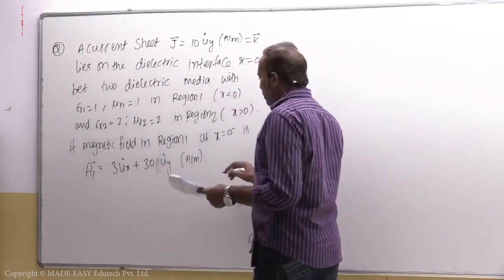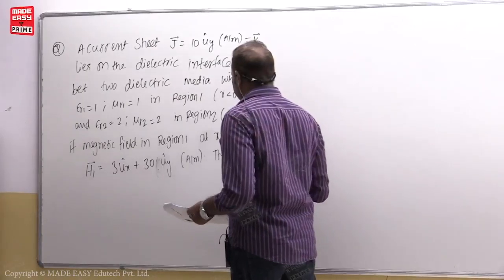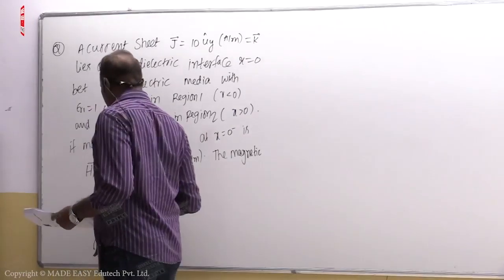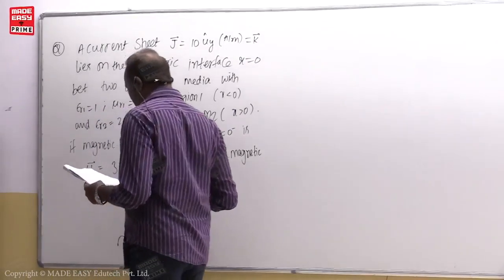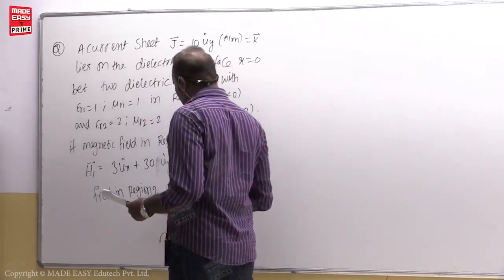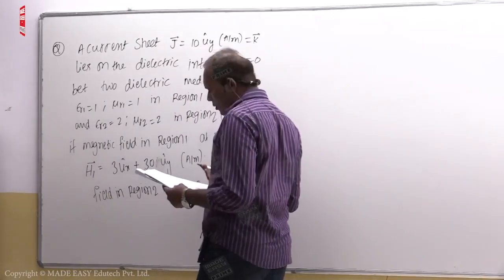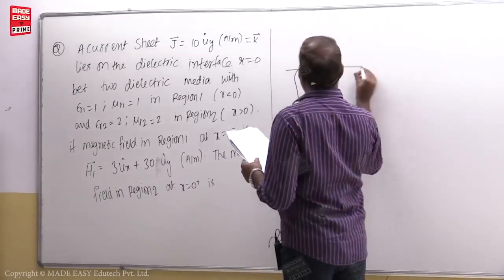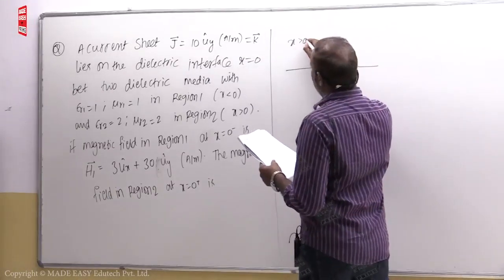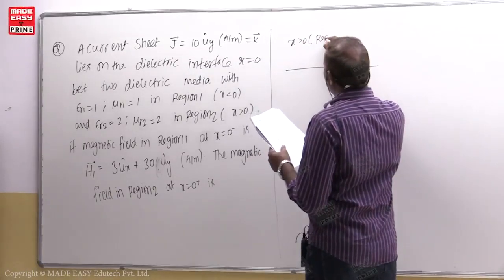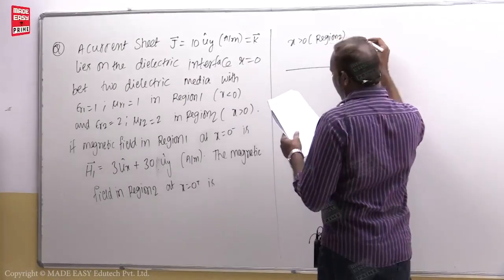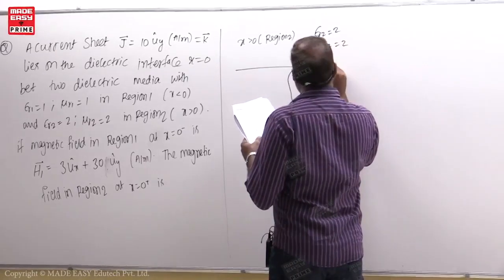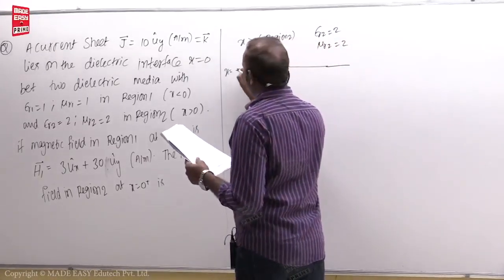The magnetic field in region 2 at x is equal to 0 plus, that means just above the boundary, is asking. So it is given that x greater than 0 is region 2, that means that is dielectric 2 having epsilon r2 is equal to 2 and mu r2 is equal to 2, and of course this is x equal to 0 boundary.